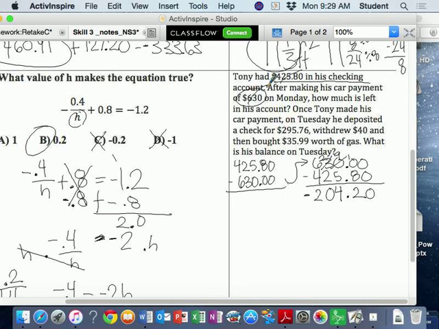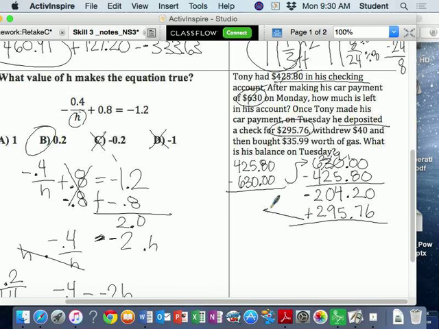Once Tony made his car payment, on Tuesday he deposited a check for $295.76. If he deposited it, what does he do? He adds it. So I'm going to add $295.76. Well, if you notice, it's different signs, so what do you end up doing? Subtracting and keeping the sign of the bigger number. Which one has the higher absolute value? 295 or 204? So I know my answer is going to be positive.